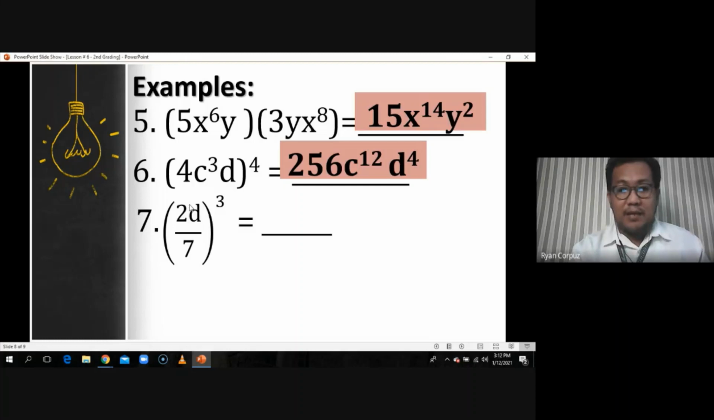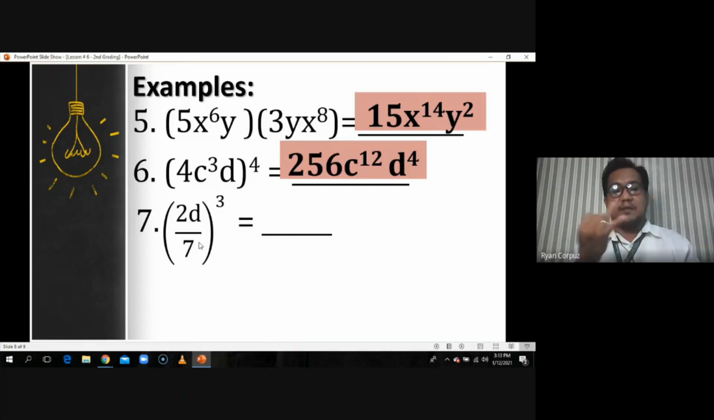Then simply attach cube on the part of the variable. Since d here, i-distribute mo yung 3 sa d, so 1 times 3 yun, so we come up with d cube. Over 7. 7 yung denominator. Didistribute mo yung 3 on the denominator part. Magkakaroon ka ng 7 cube. 7 cube is not yet in simplified form. So that's why we need to simplify it by using 7, 3 times as factors.